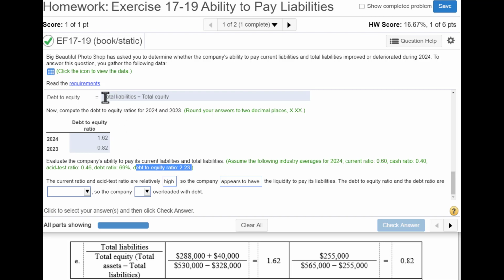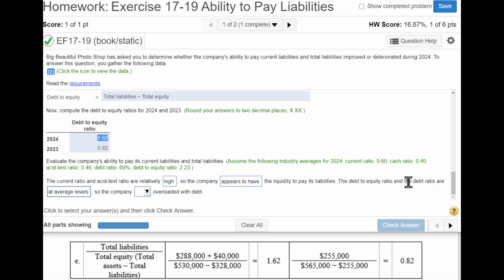Now remember, the debt to equity ratio is right here, liabilities divided by equity. So we want the number on top to be low and the number on bottom to be big. So the lower the better. The industry average is 2.23, ours is 1.62. So is ours low, extremely low, or at average levels? I would say that's closer to average. It's not high. So let's stick with at average levels. But we'll also look at the other one.